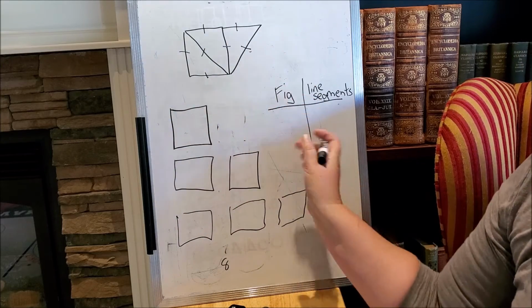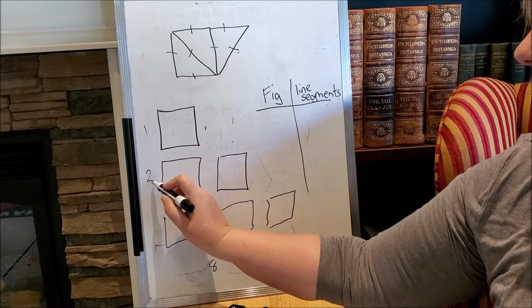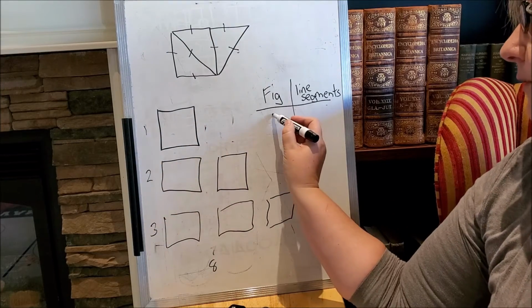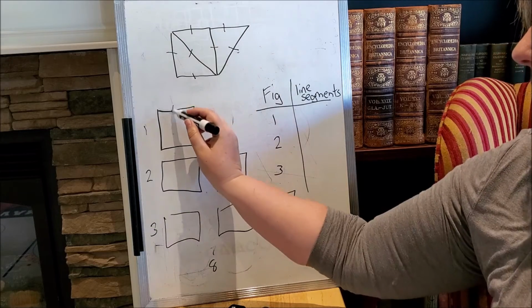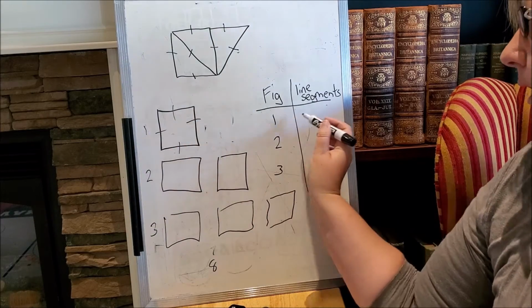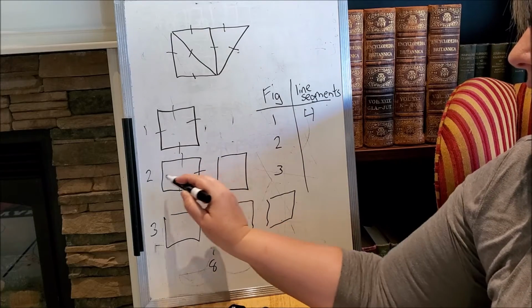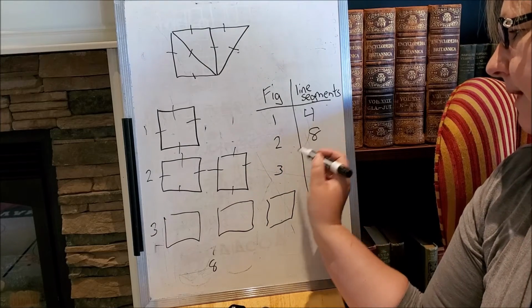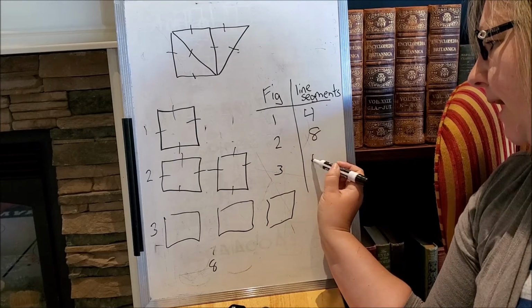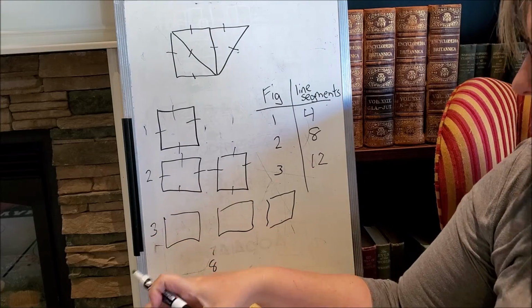So I have my figures here, my figure numbers. Let's be 1, 2, 3. So my figure number 1, 2, 3. In 1, I have 1, 2, 3, 4 line segments. 2, I have 1, 2, 3, 4, 5, 6, 7, 8 line segments. 3, I'm going to have 12 line segments. So that is what you are doing.